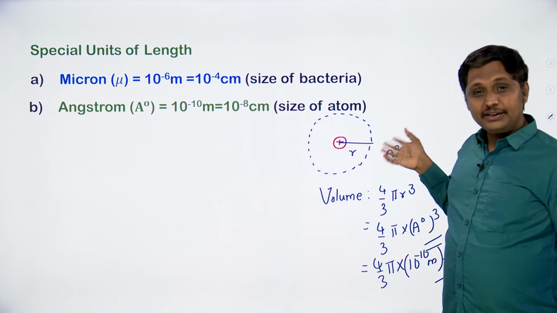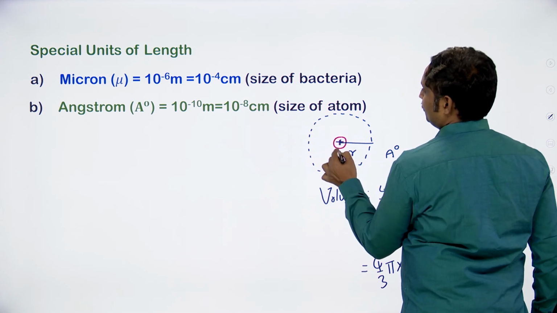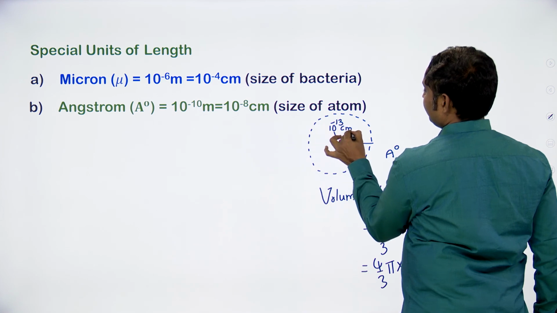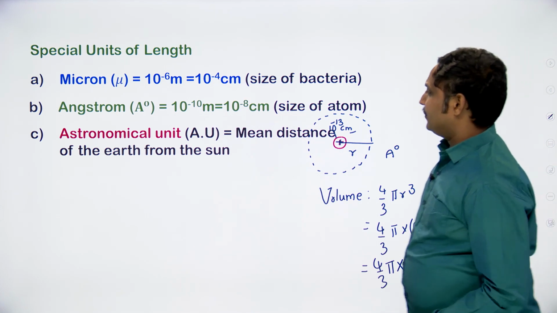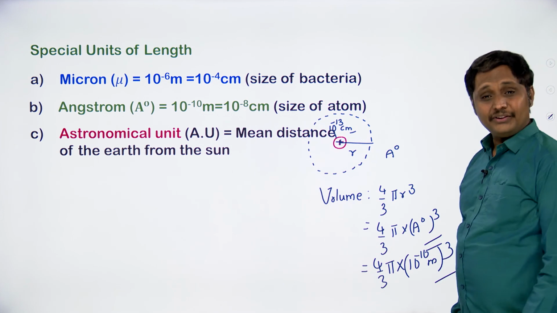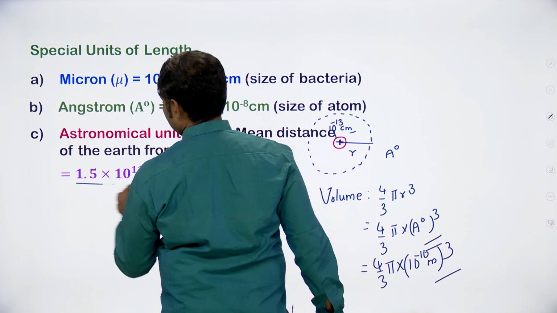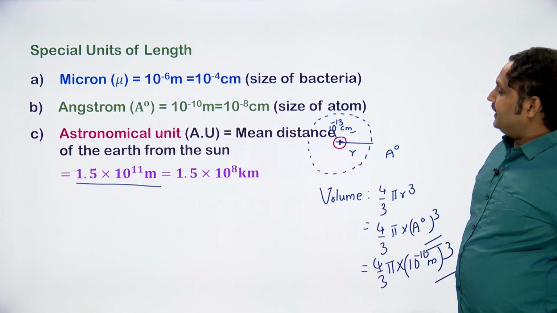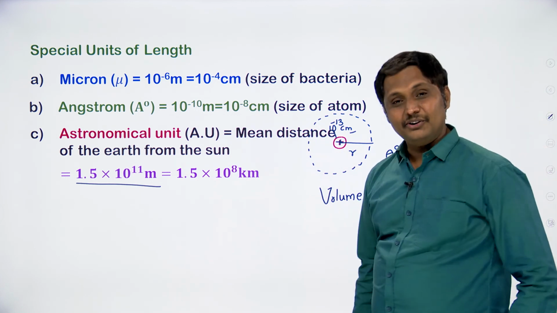If you are going into the nucleus, let us see, it is going to be a very small value, that is going to be of the order of 10 power minus 13 centimeter. Let us see what you are going to get. The astronomical unit is the mean distance of the earth from the sun, it is very clear. We would like to go for this value, how large it is going to be. Its value is going to be 1.5 into 10 to the power of 11 meter, it is very clear.